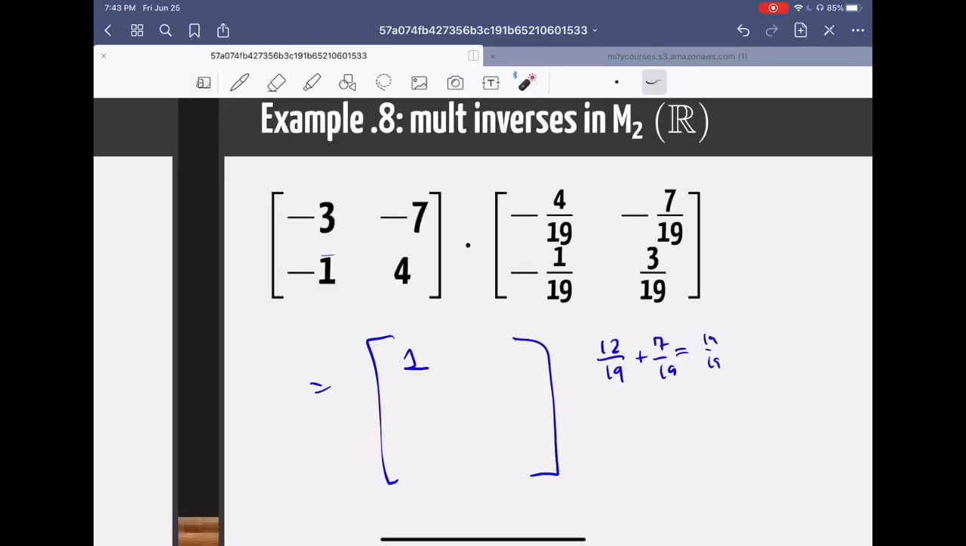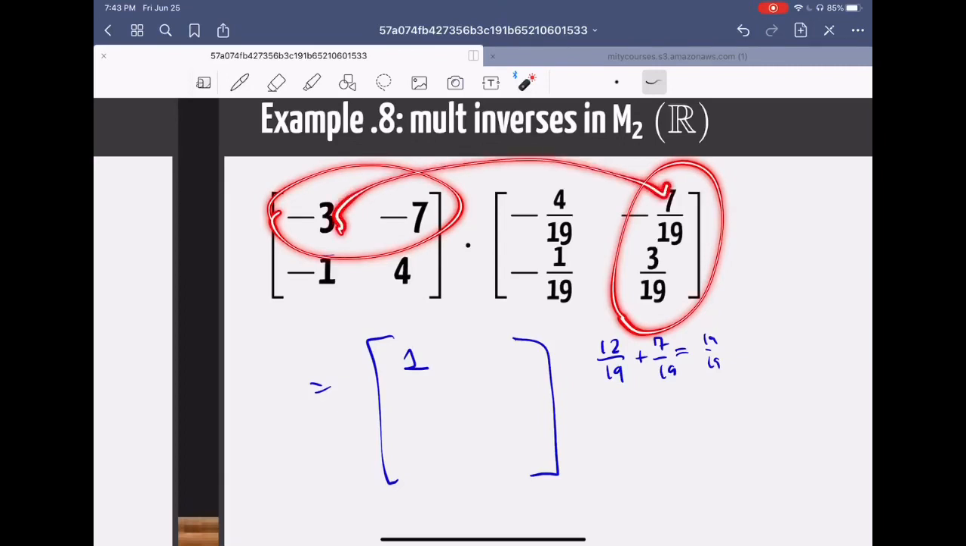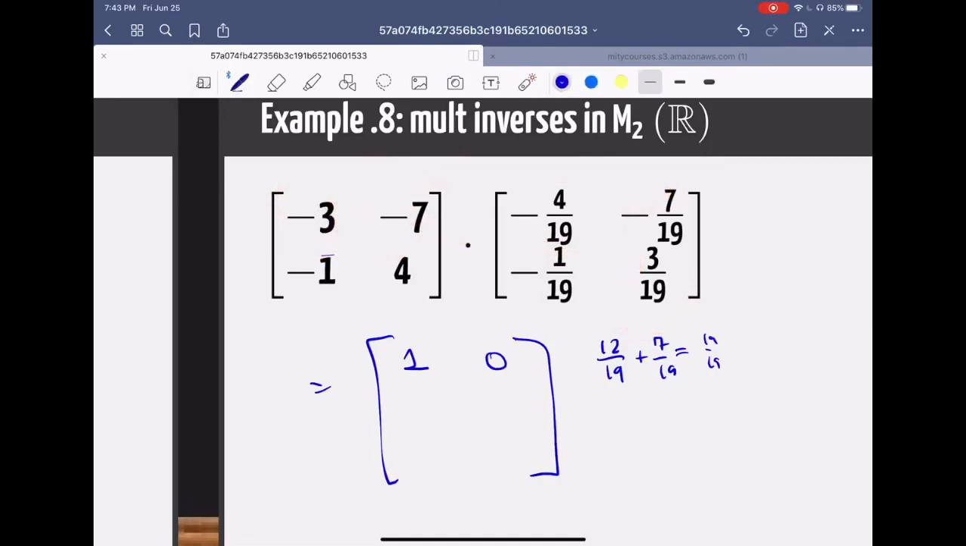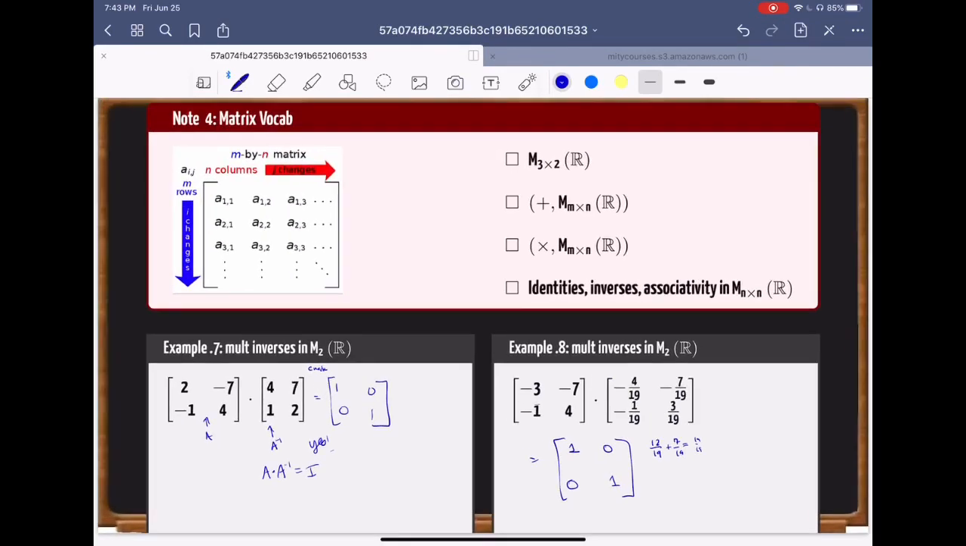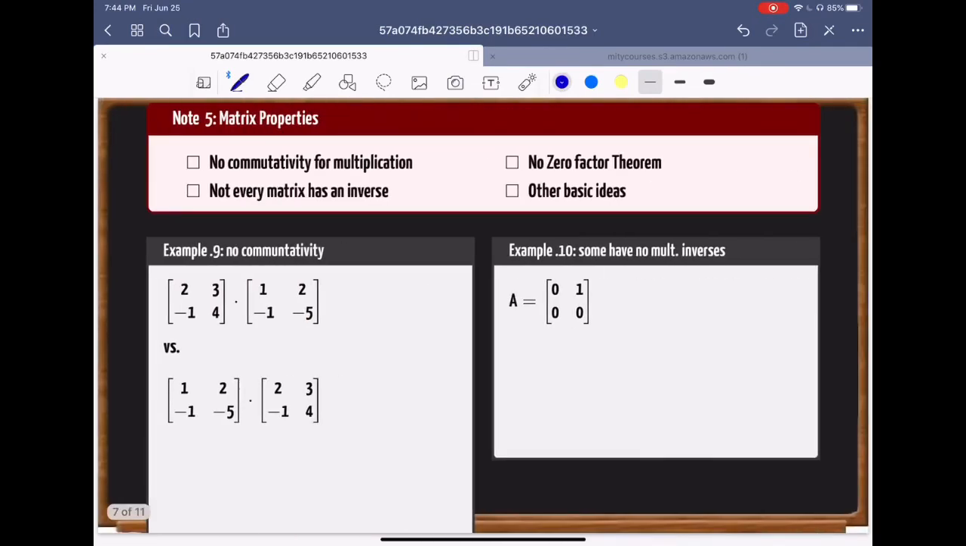Then we try the next one. This row times that column. The 3 and the 7 are going to give you 21, and the 3 and this 7 is going to give you 21. But this one's positive, this one's negative. That's going to give you 0, and so on and so forth. And so these, in fact, are multiplicative inverses of each other. That's how you check. Now, it doesn't explain how we found them, but for sure it explains how we can check to see if two things are inverses of each other. We'll talk more about how to find them later.